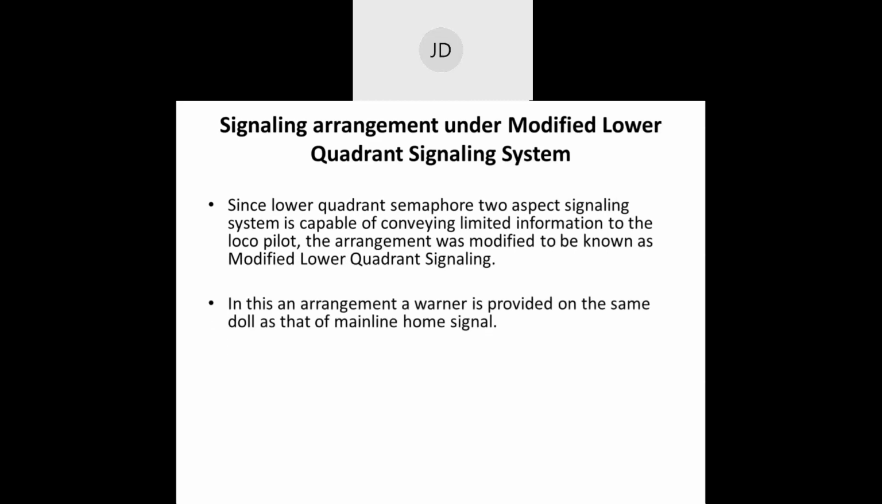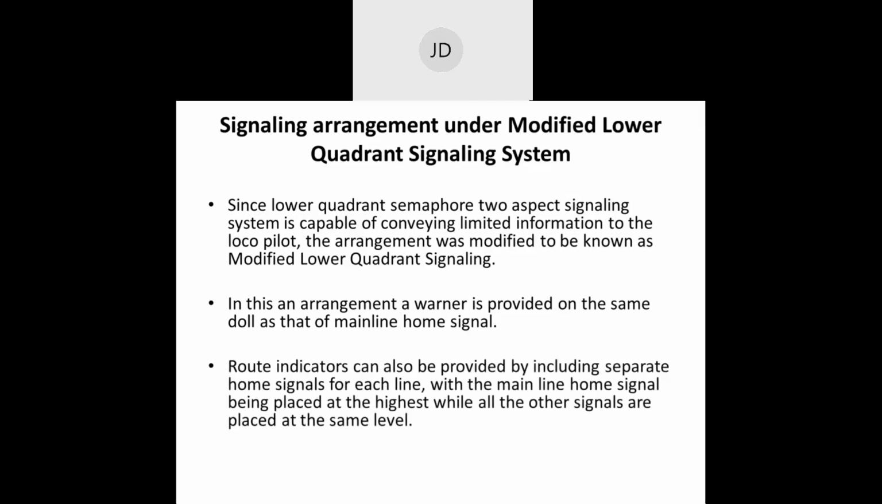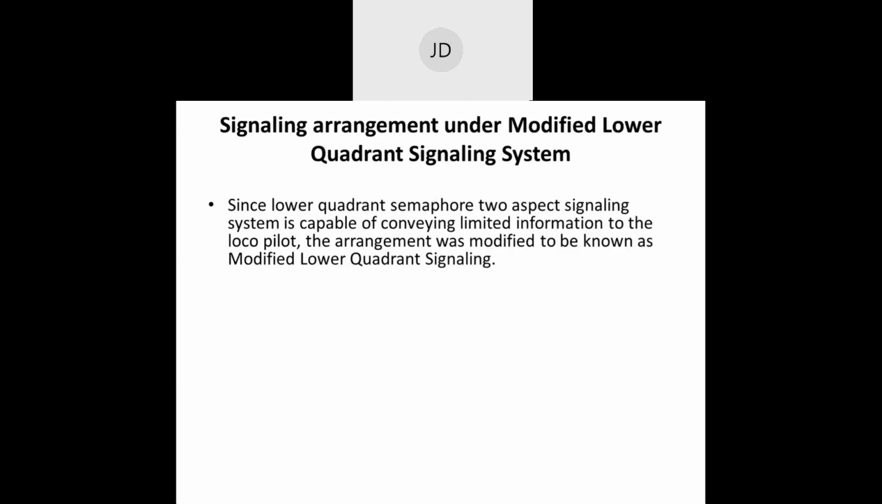In this arrangement, a Warner is provided on the same post as that of main line home signal. That means along with the home signal, a particular Warner signal is provided on the same post as that of main line home signal. That means along with the routing signal, we can also install the Warner signal. The route indicators can also be provided by including separate home signals for each line, with the main line home signals being placed at the highest while all the outer signals are placed at the same level. These things are already discussed here.